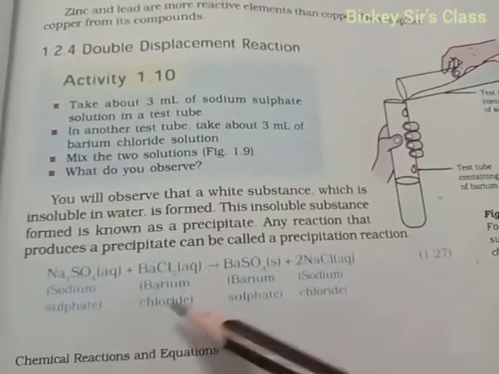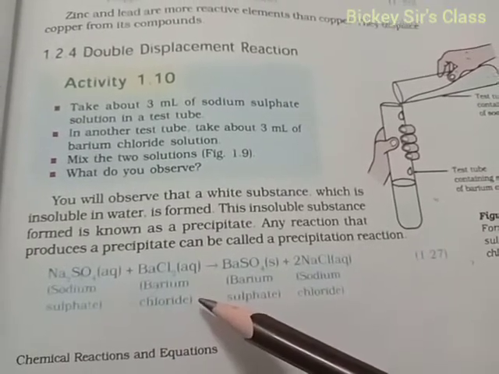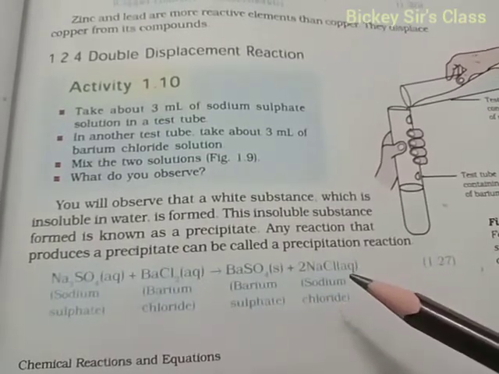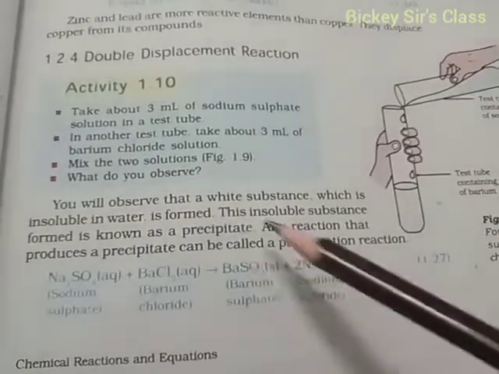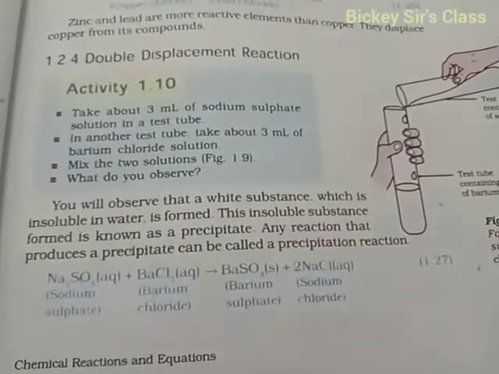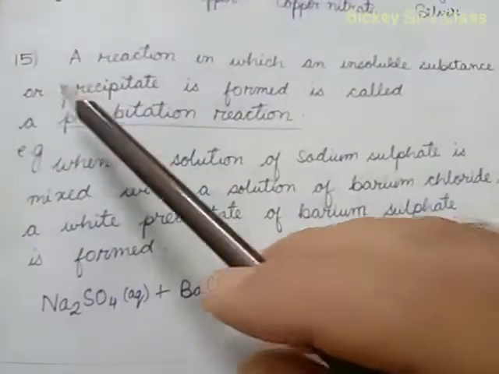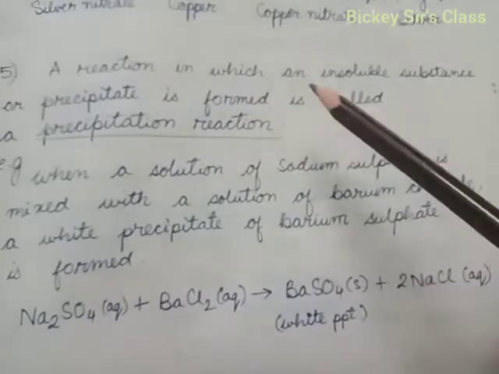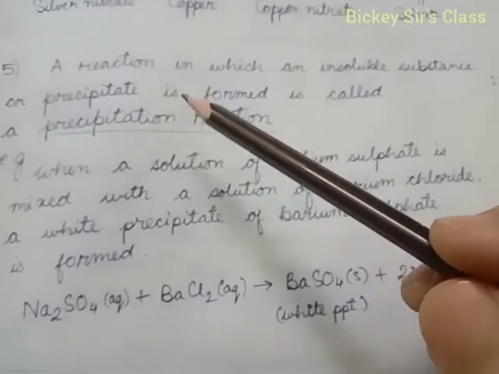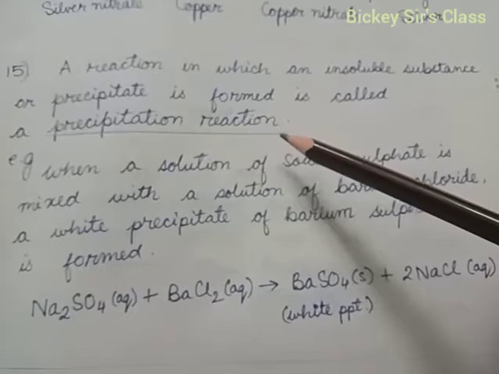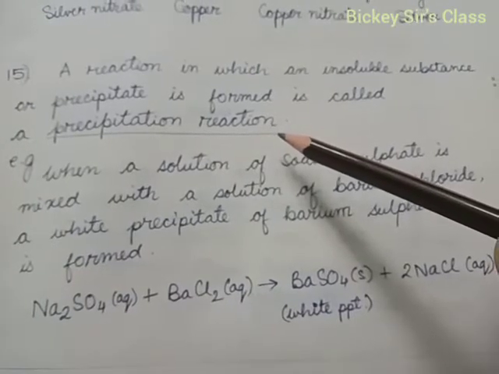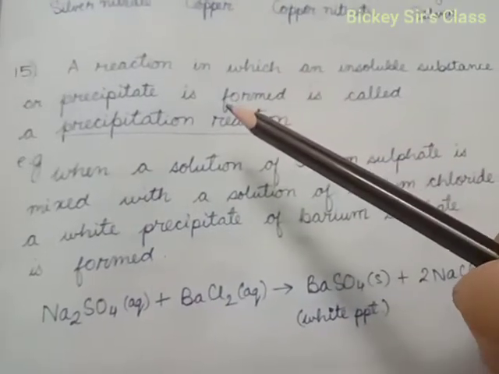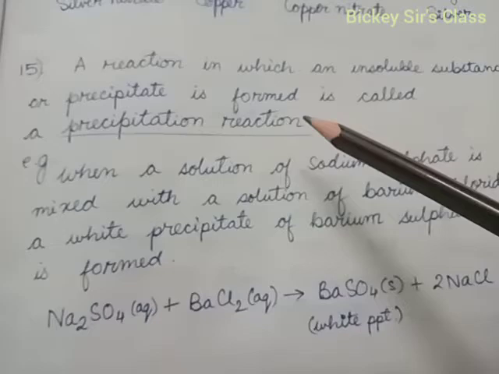So sodium sulfate when mixed with barium chloride, then a white precipitate of barium sulfate is formed and sodium chloride remains in the solution. So I have combined these two and written an answer, which is this one. Number 15. A reaction in which an insoluble substance or precipitate is formed is called a precipitation reaction. So the question was, what is a precipitation reaction?